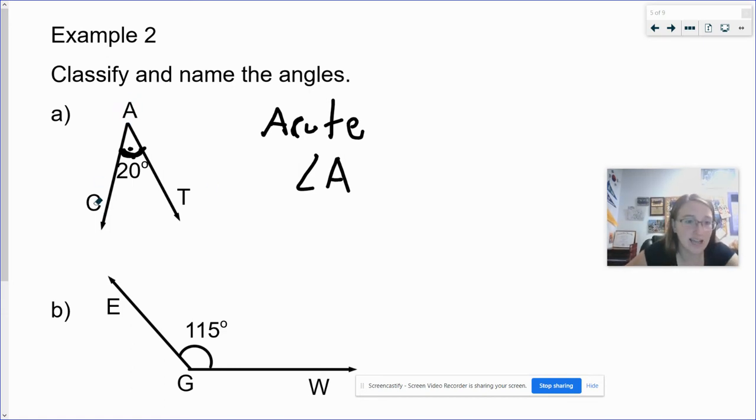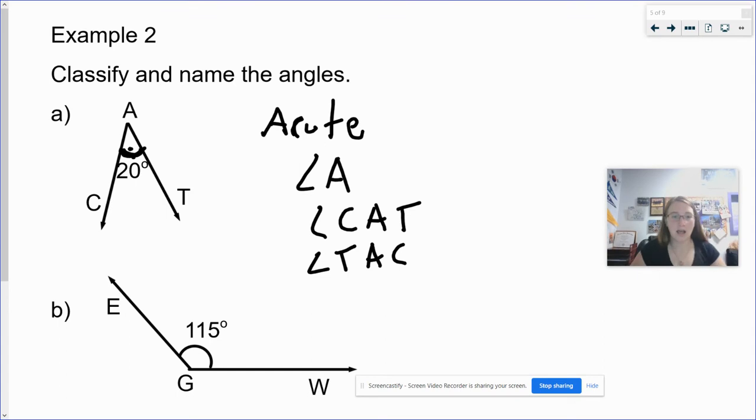So I can call this angle CAT, so angle cat. Yes, that was intentional. Or I can flip it and do angle TAC, angle tack. I cannot do ACT. C is not the vertex, so we can't put that in the center.